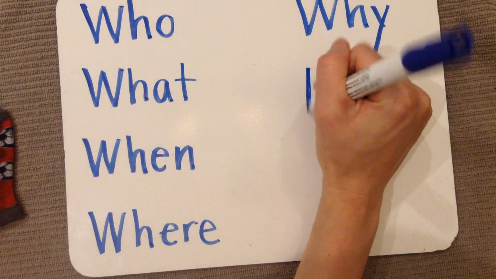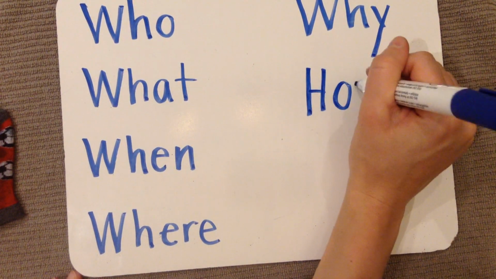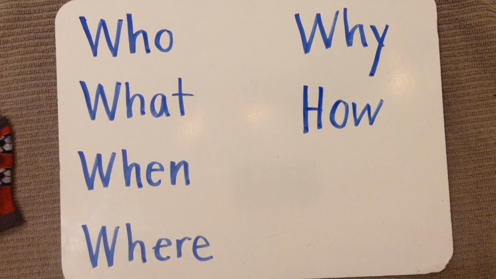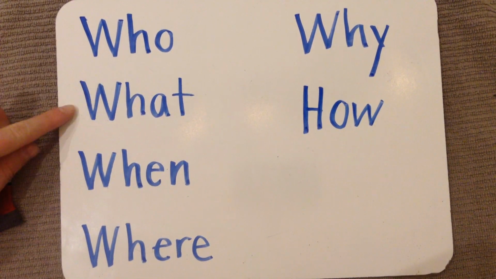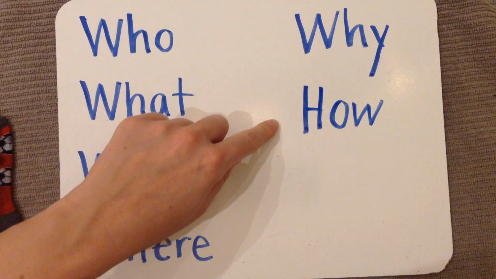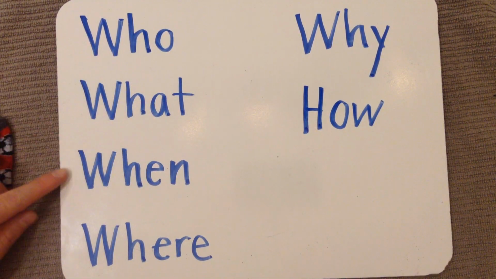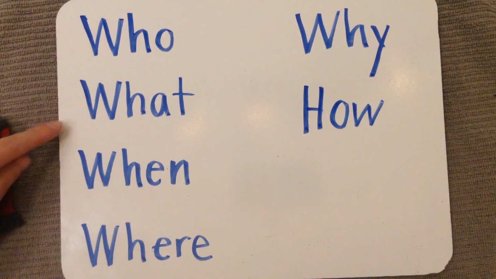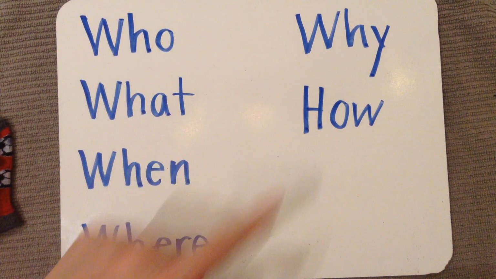And the last one, how. H-O-W. These are some very important question words. Let's practice reading them one more time. Who, what, when, where, why, how. Again, who, what, when, where, why, how. One more time. Who, what, when, where, why, how.